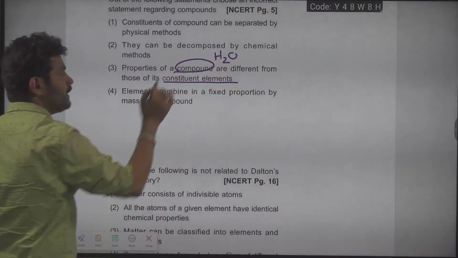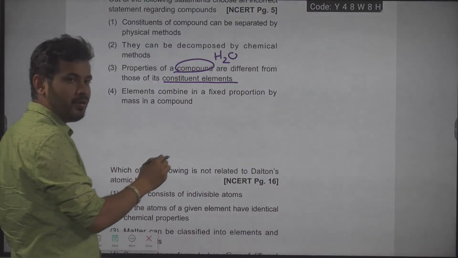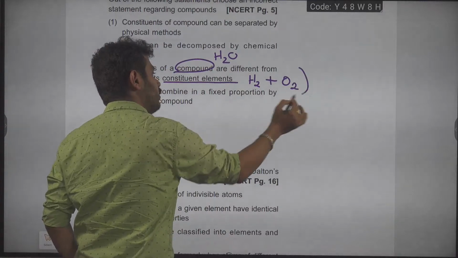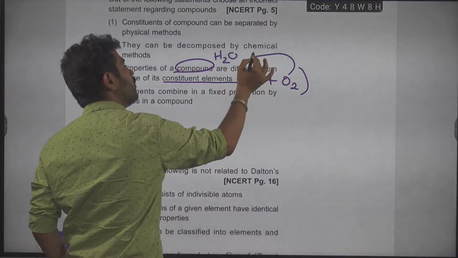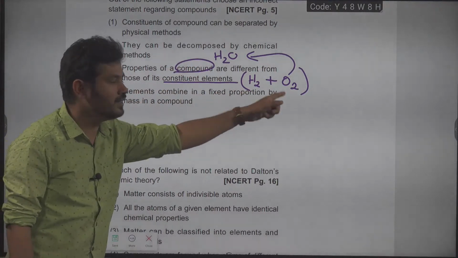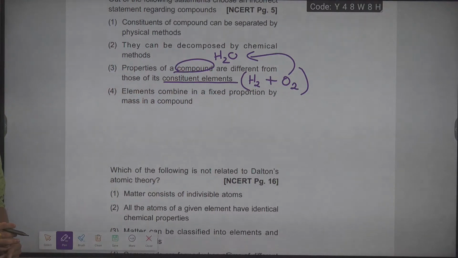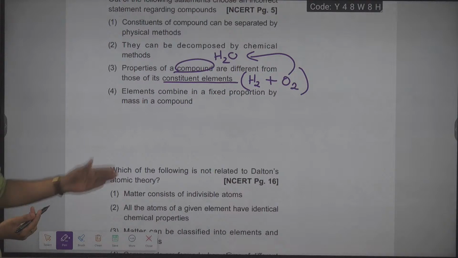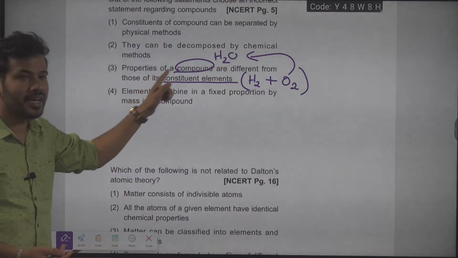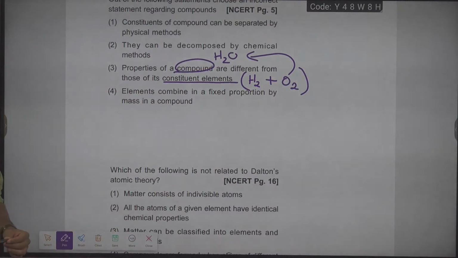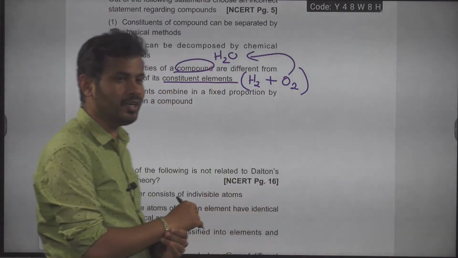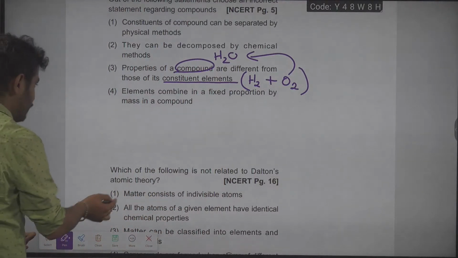What are the elements from which H2O is made up? H2O is made up of hydrogen gas and oxygen gas. From the hydrogen and oxygen elements, H2O is made up. Do you think the properties of water, hydrogen gas and oxygen gas are the same? Yes, it is different. That's what is mentioned here. Properties of a compound like water are different from those of the elements hydrogen and oxygen. Answer is 3 for the second one. Okay, very good. Second question also you answered very well.